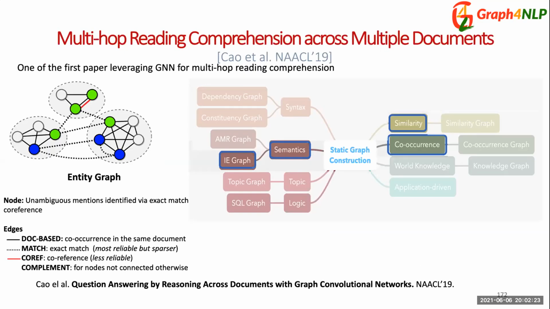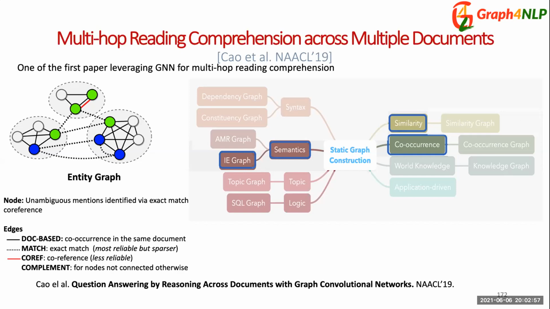The first of the early papers that leveraged GNN for multi-hop reading comprehension is this work by Cao et al. at NAACL 2019. In this work, it first constructs something called the entity graph. You can think of it as extracting all the entities from different documents, using those to construct nodes, and then constructing the edges across the nodes in different ways.